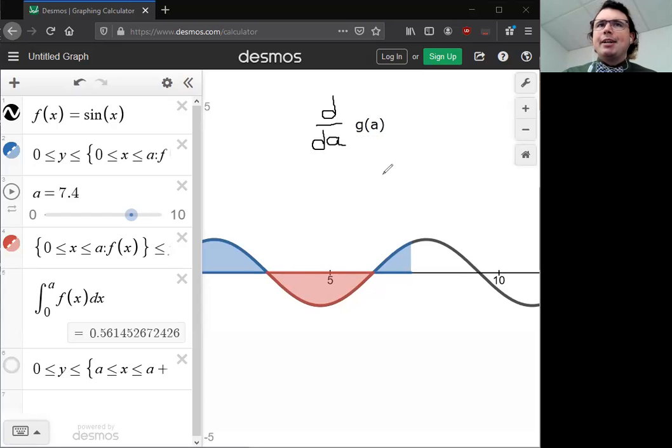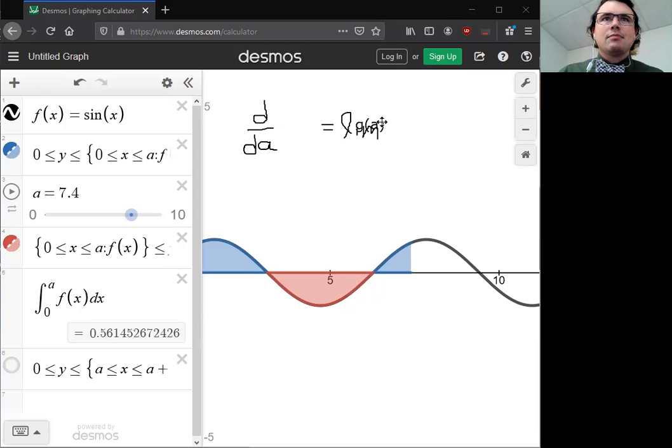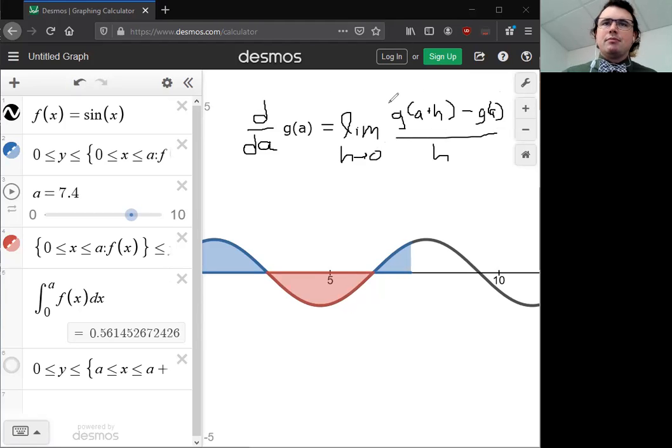Well, I know that I'm supposed to look at the limit of g of a plus h minus g of a, all divided by h. I'm taking the limit as h goes to 0. What does that actually look like for my graph here?